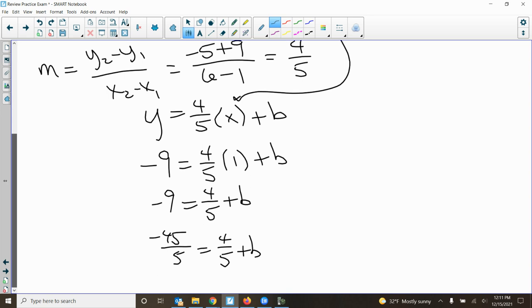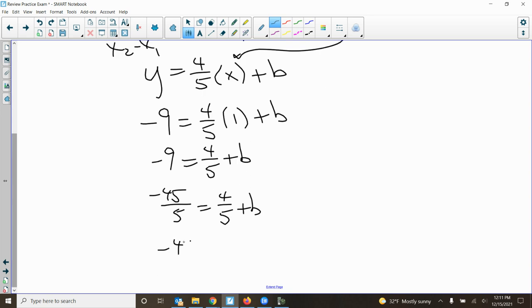Let's subtract 4/5. And we get negative 49/5 equals b. Wait, how'd you get from negative 9? I multiply top and bottom by 5, because I'm going to have to subtract fifths. I'm making a common denominator. I'm preemptively making a common denominator.